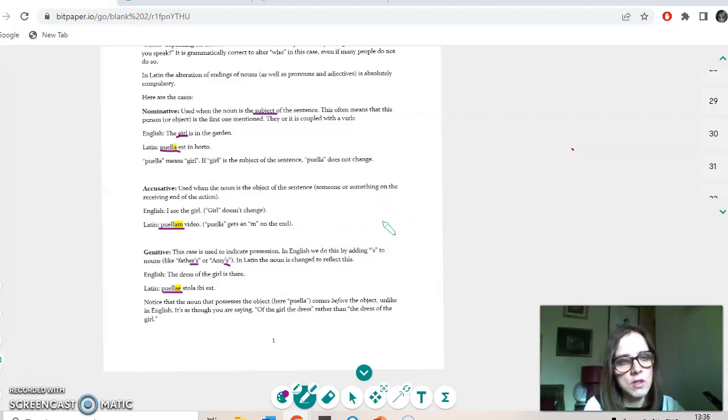In Latin, they don't do that, but they add an E to puella. So the ending of this stem puel is now AE, puellae. And this means of the girl. So you are not looking for separate words for of and the to make of the girl. You're not looking for those extra words, because that one word in Latin, puellae, represents those three words in English. So, of the girl, the dress there is actually what this says. Ibi means there.